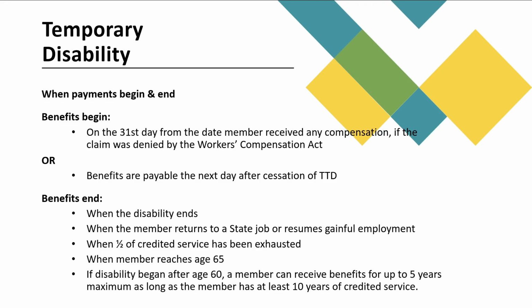When they end: when the disability ends, when the member returns to the state or resumes gainful employment, when half of the credible service has been exhausted, when the member reaches age 65. If disability began after age 60, a member can receive benefits up to 5 years maximum, as long as they had at least 10 years of service credit on their account when the disability began.